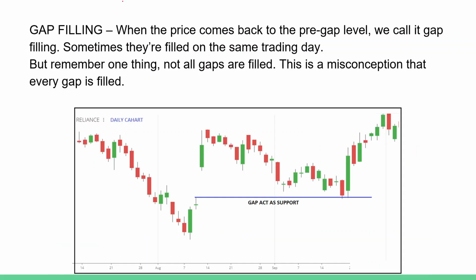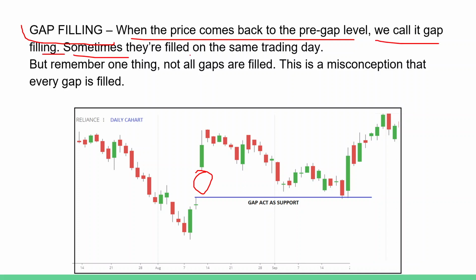Another thing that I want to clear first is gap filling. What is gap filling? It is when the price comes back to the pre-gap level. Suppose a gap was formed at rupees 100 and the price opened at 110, but after a few days the price comes back to 100. That is what we call the gap being filled. The empty trading area is now filled because the price moved from 110 to 100 again. We call it gap filling.